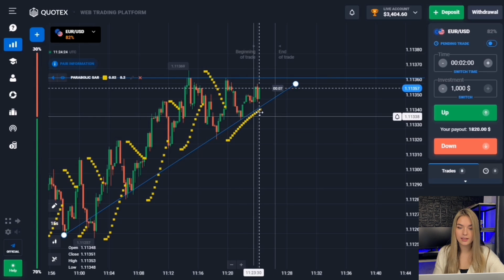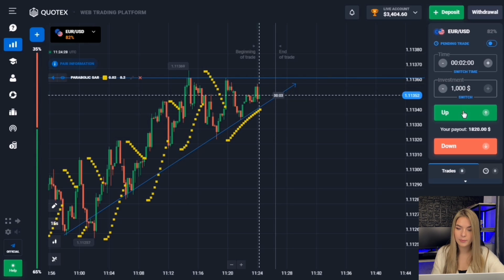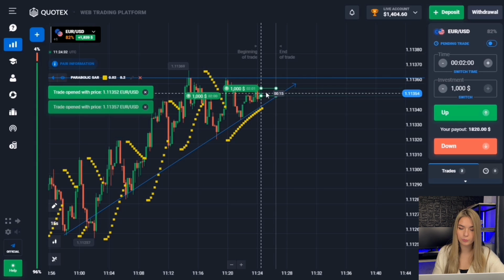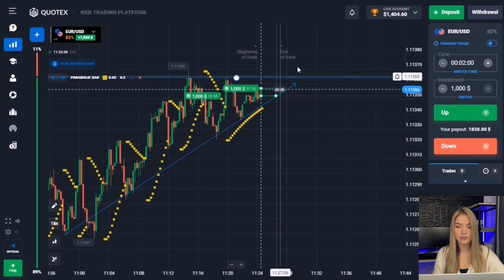It also tells us that an upward movement is expected and points have been forming under our chart for a long time. And since this level has not yet been broken, I suggest opening a deal to increase for 2 minutes. I think in this situation this time is quite enough. So friends, let's wait for the end of our deal.